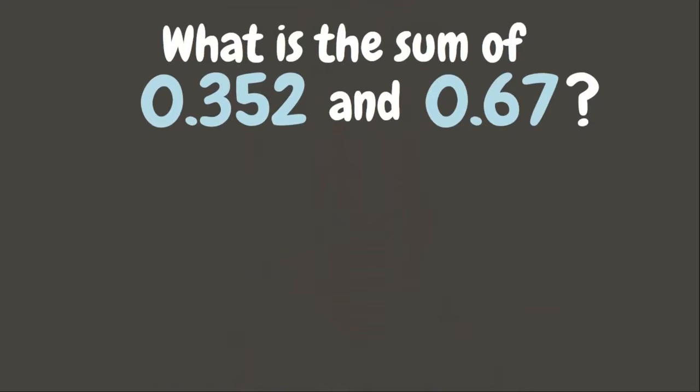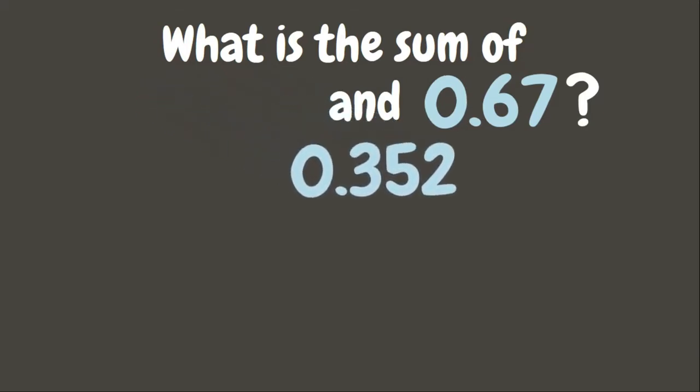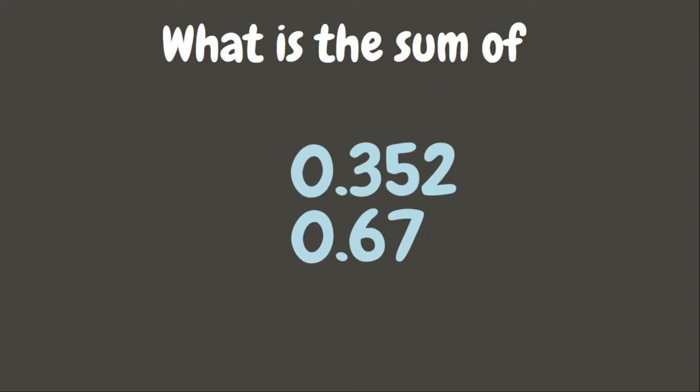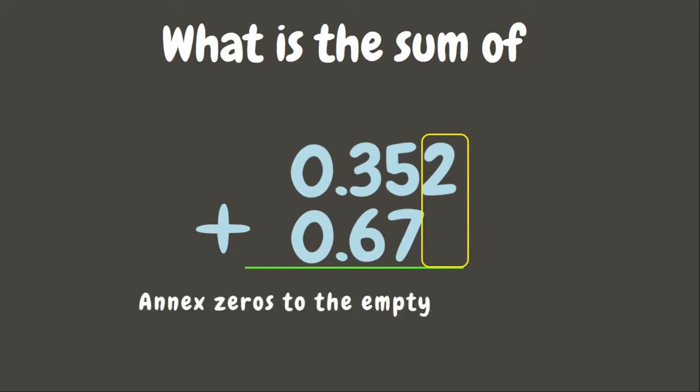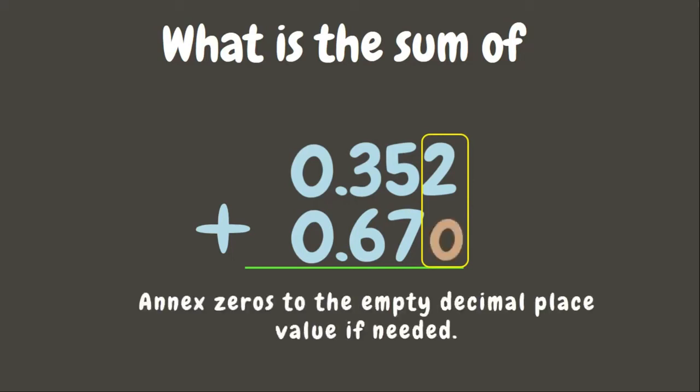Let's have another example. What is the sum of 352 thousandths and 67 hundredths? When we are looking for the sum, we are going to add. Now let us align the decimal numbers. Make sure that the decimal point and the digit with similar place values are aligned. Now let's add from right to left. Since there is an empty place value, we are going to put 0.